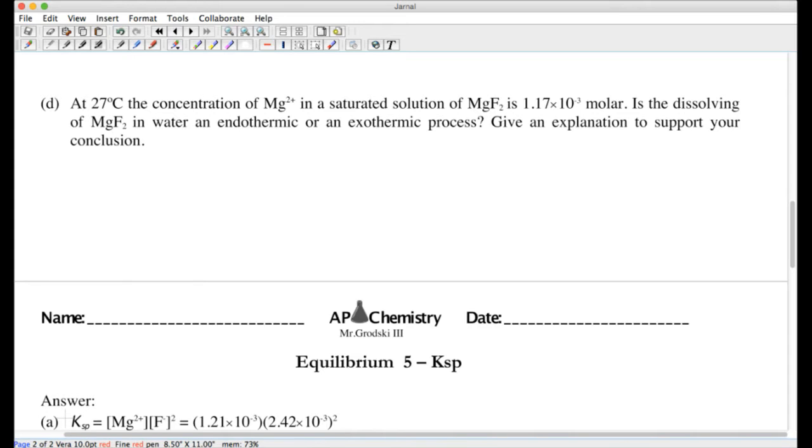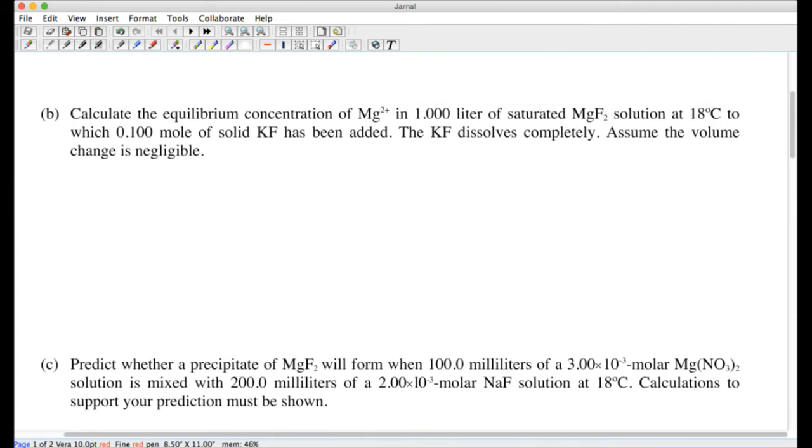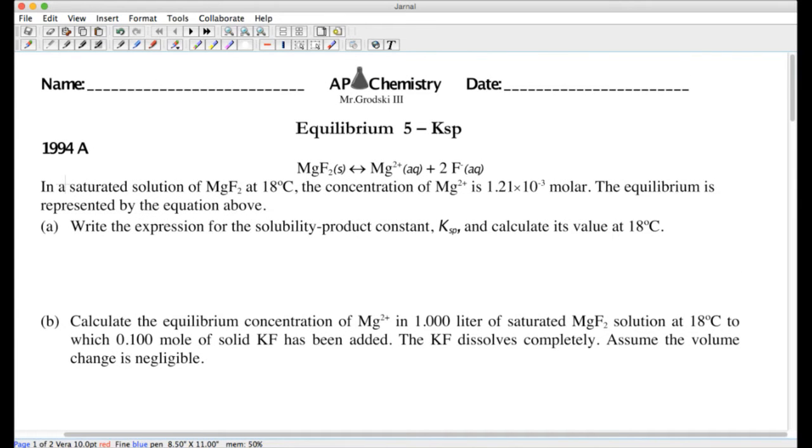All right, so letter D sometimes gets you, but this is what we've been working on: how energy affects pushing a reaction forward or reverse by changing the K, or in this case, the Ksp. If we notice, the problem initially was at 18 degrees Celsius. That's the key to the problem. And we learned that all the problems we just did in this question are at 18 degrees Celsius, and that's where this Ksp resided.